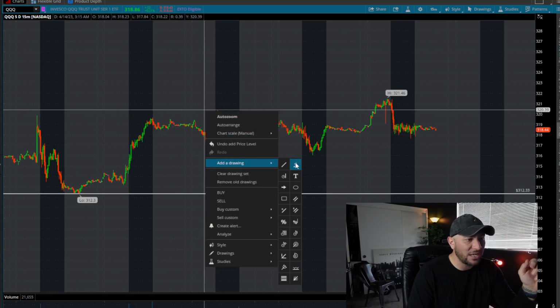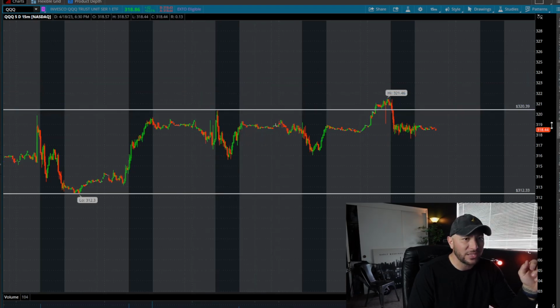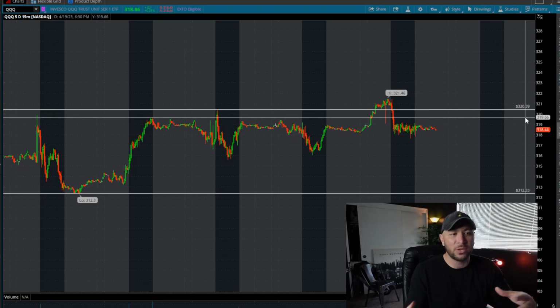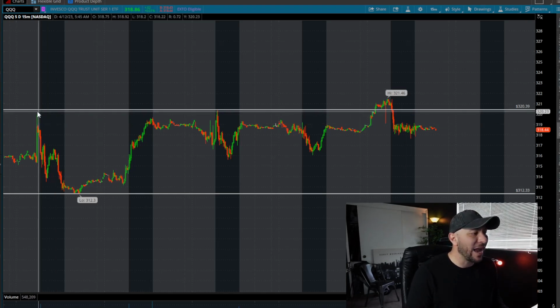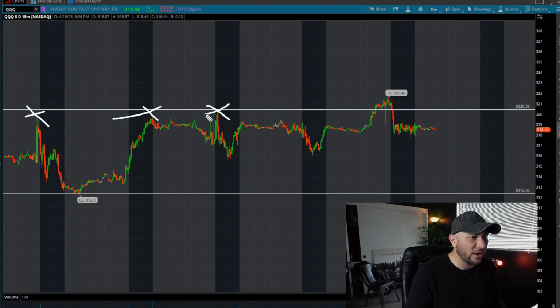So this area here, I'm going to use Friday's top wick. If I use Friday's top wick here and I go down to a price of 320.30s, right? You can see area of resistance, and I'll pull up my drawing tool, area of resistance here, area of resistance here, area of resistance here. You can see today in the pre-market, we did break this area.